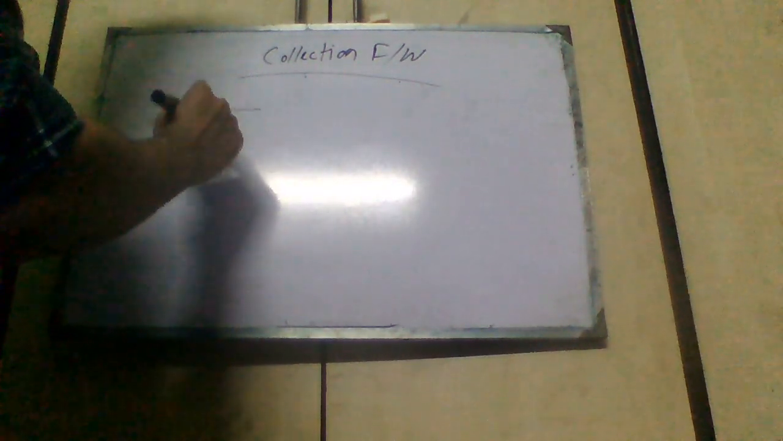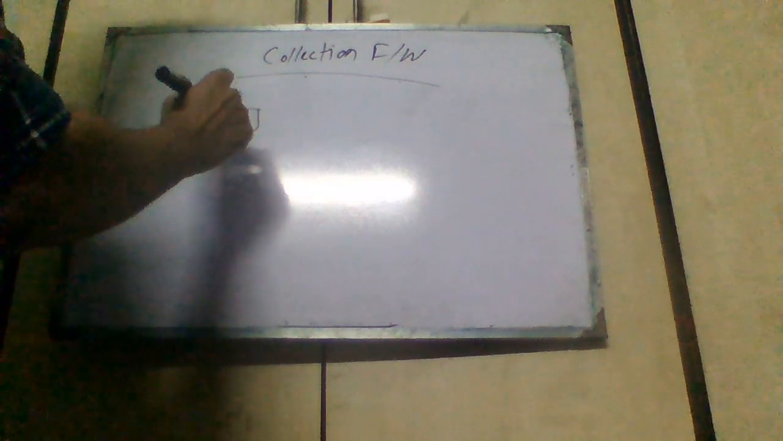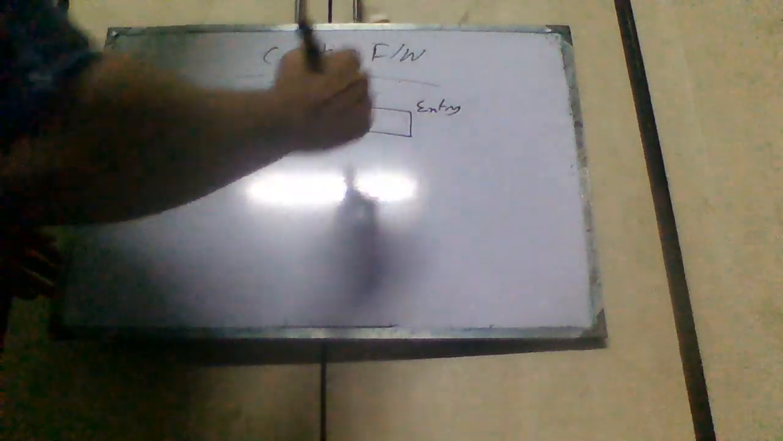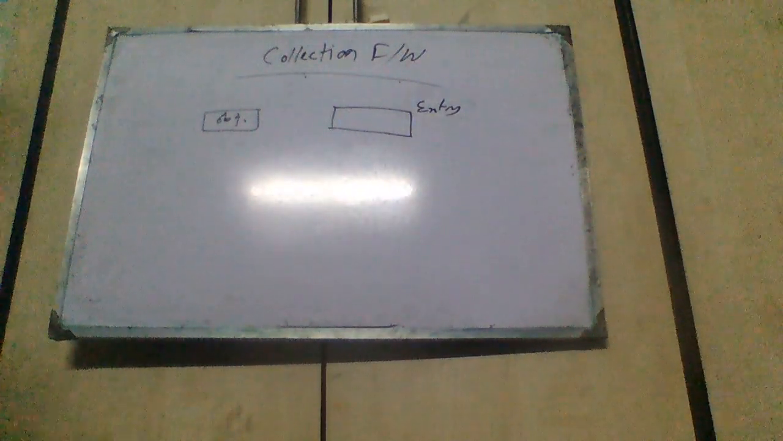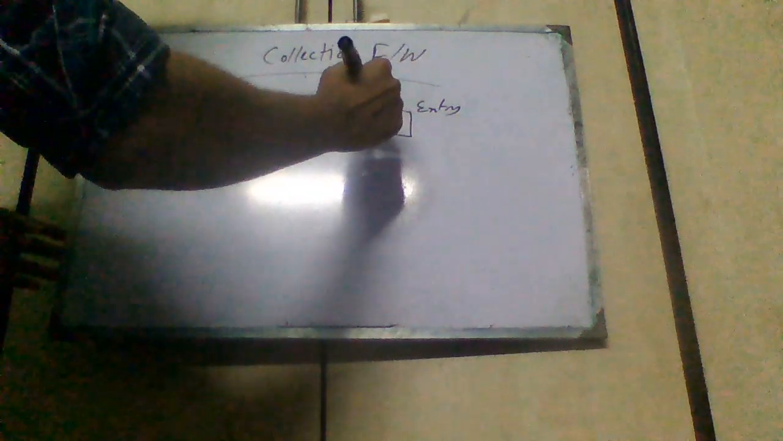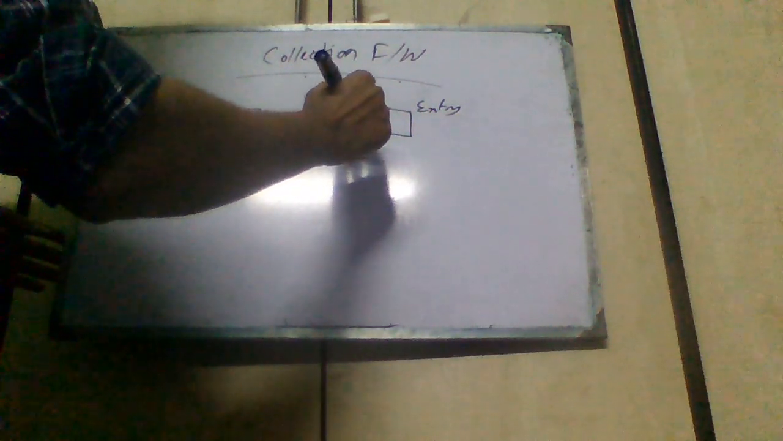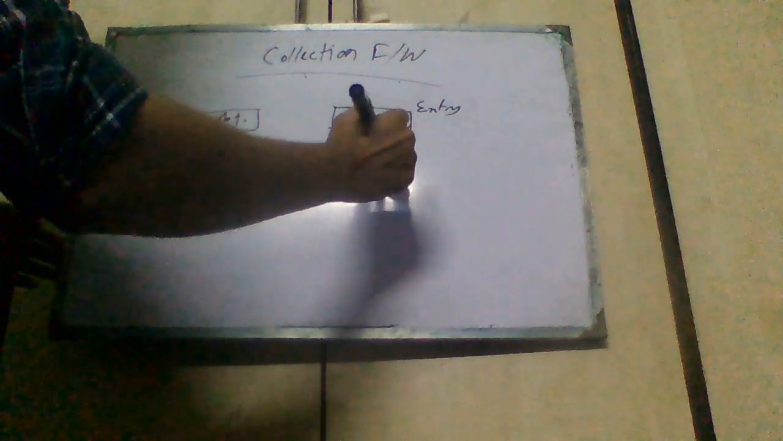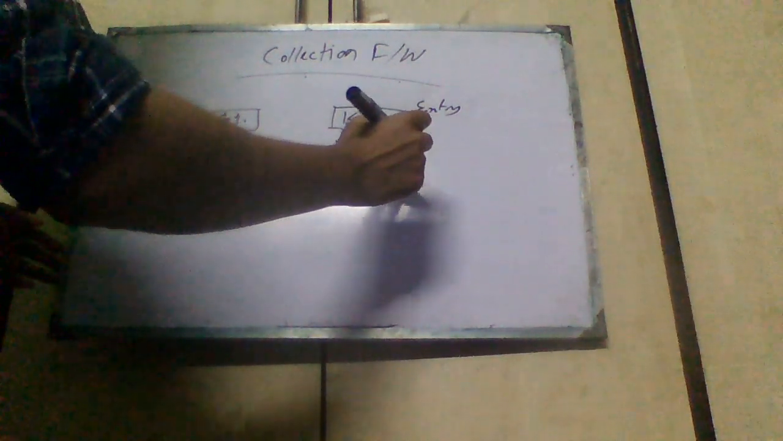When we store objects in a collection, we store only one object at a time. But in the Map interface, we have to store an entry at a time, and an entry is a combination of a key and a value. This is an individual object, and this is also another object.